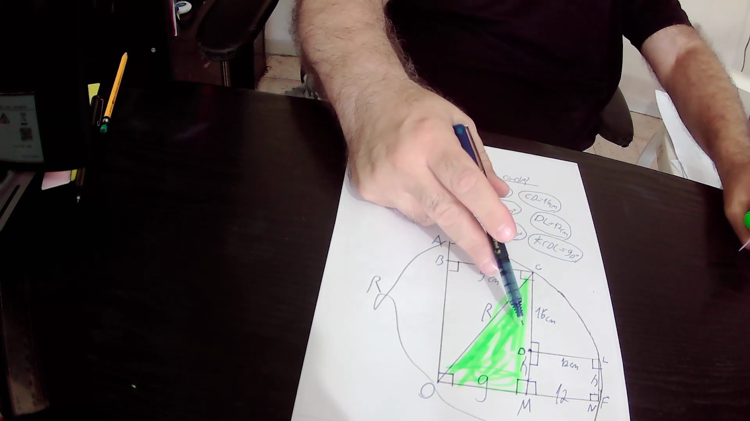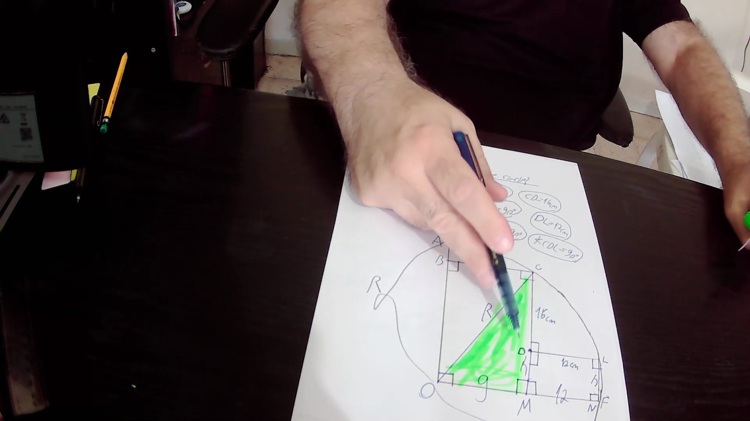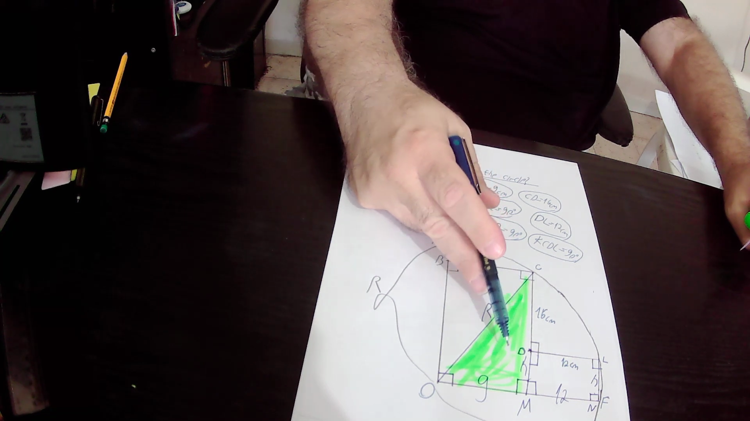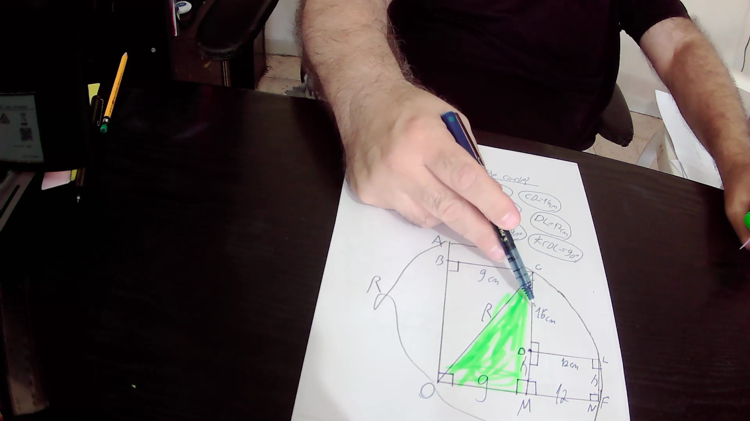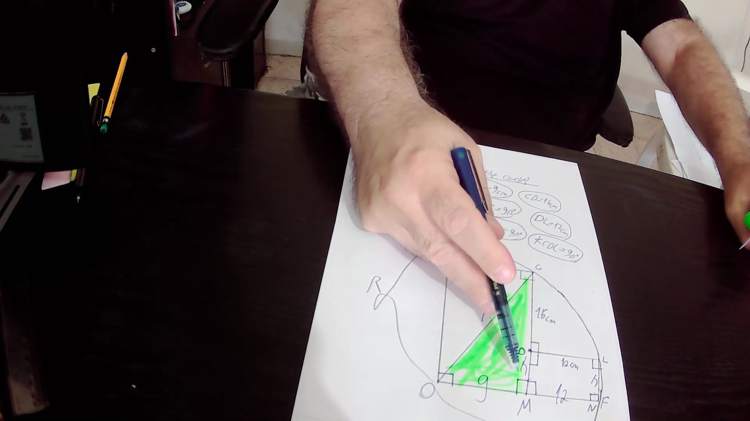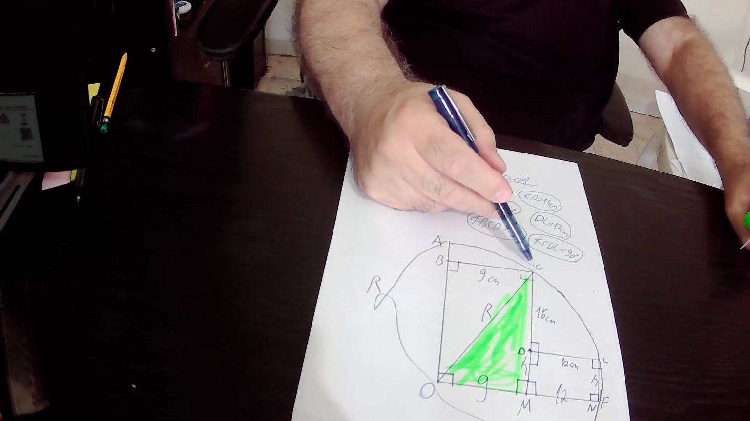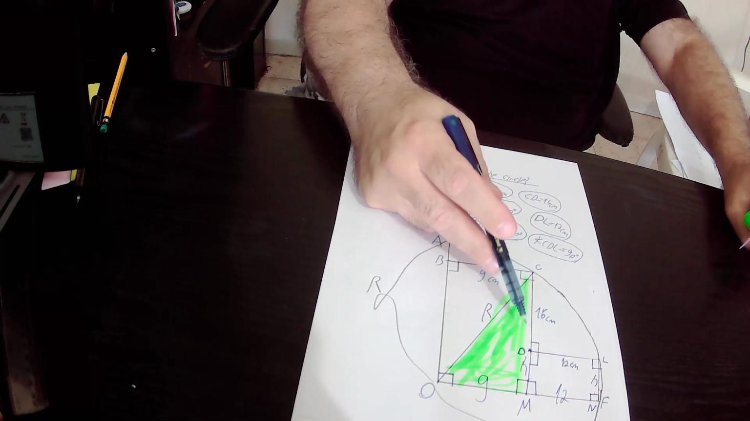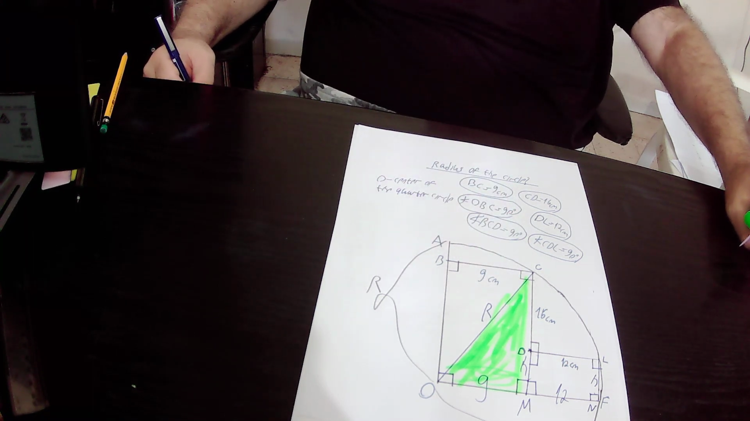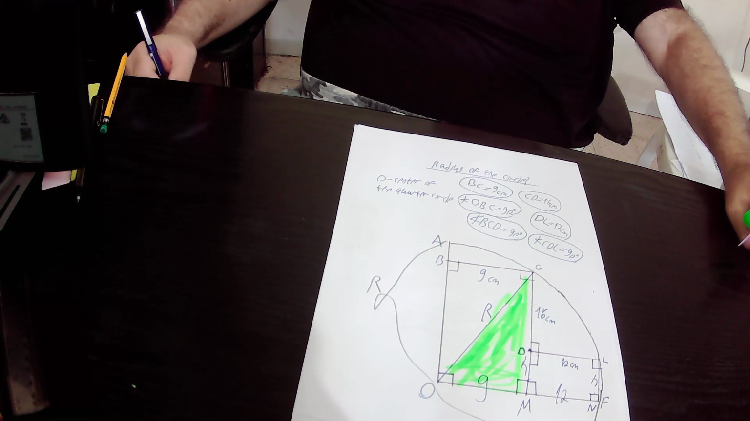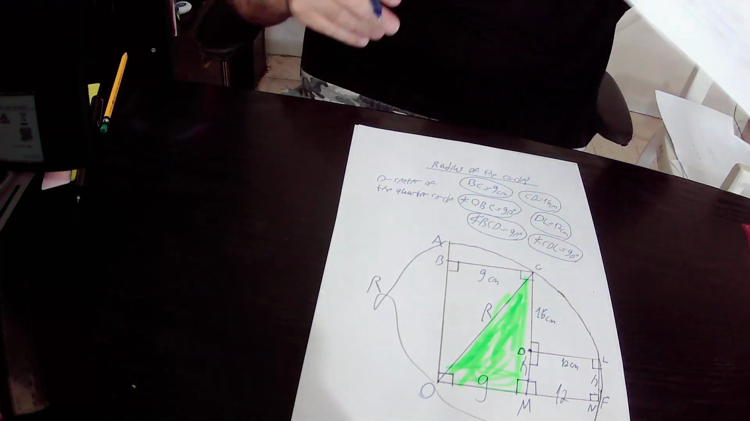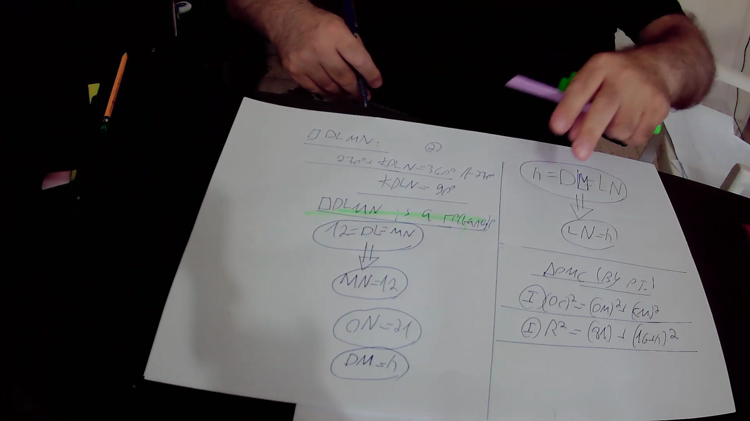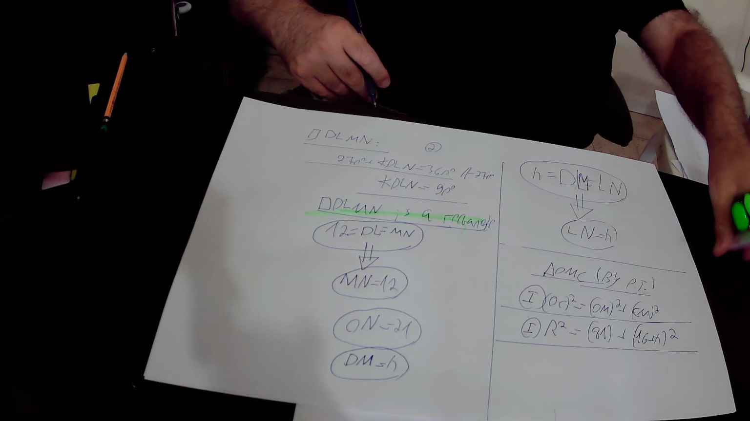CM equals CD plus DM. Again, CM equals CD, that is 16, plus DM, that is H. So in conclusion, in total, CM equals 16 plus H. So if CM equals 16 plus H, it means that CM squared will be equal to (16 plus H) squared. So according to equation number 1, we found out that R squared equals 81 plus (16 plus H) squared.